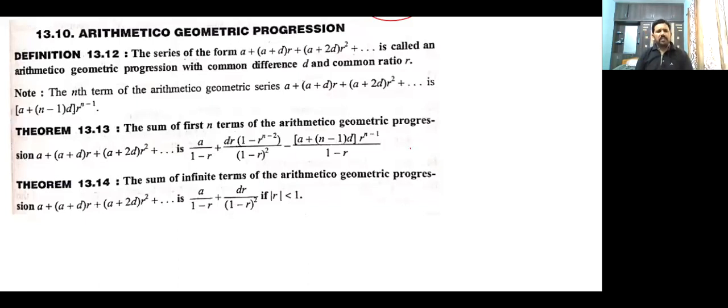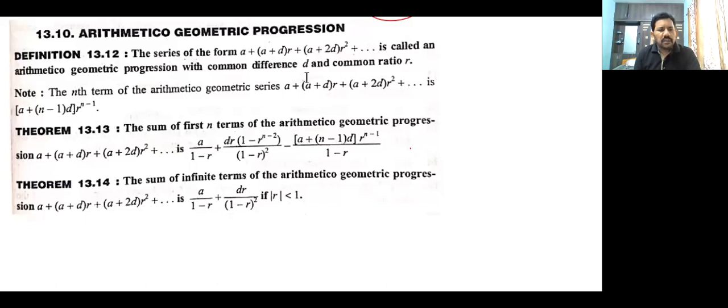Now, in previous class, we have discussed harmonic progression and harmonic mean. Now, we are going to discuss AGP series. That means arithmetic geometric progression. Now, the series of the form a plus d into r plus a plus 2d into r square and so on is called an arithmetic geometric progression with common difference d and a common ratio is r.